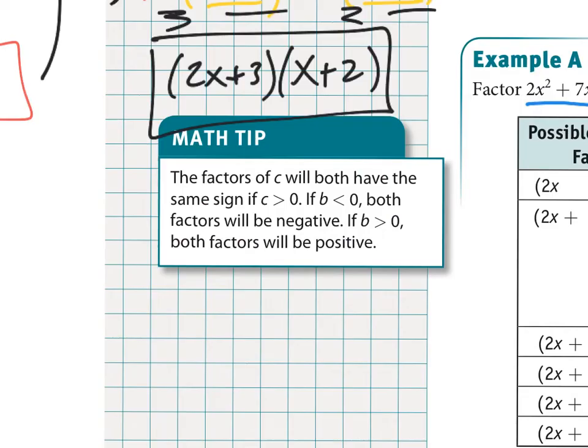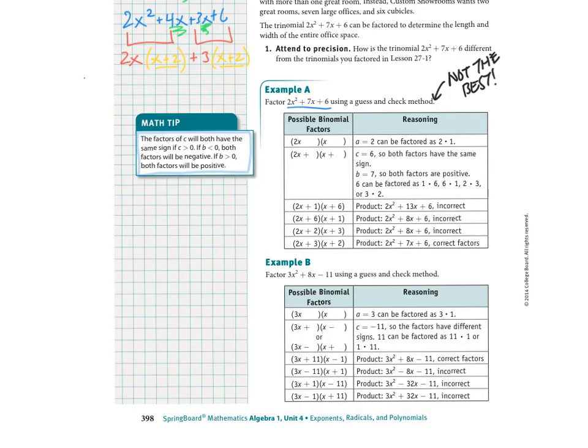Now, to help us figure out the pattern, since we do have to use that organizer to figure out what multiplies to a times c but adds to b, there is a little math tip down here. It says the factors of c will both have the same sign if c is greater than 0. If b is less than 0, both factors will be negative. But if b is greater than 0, both factors will be positive. So if that helps you out, great; if not, no worries. We're still going to practice more with grouping. Let's continue on to example B.